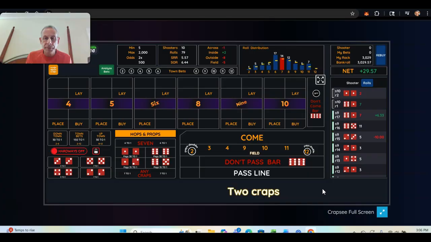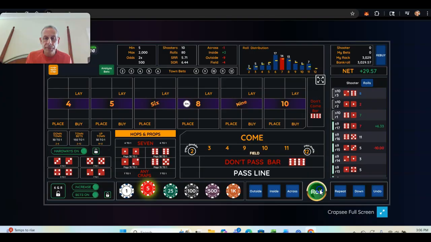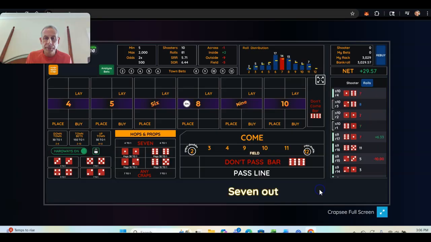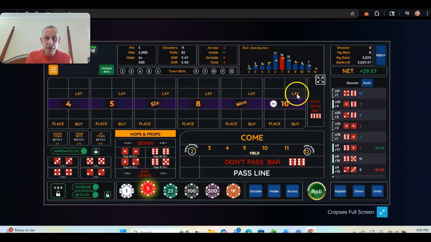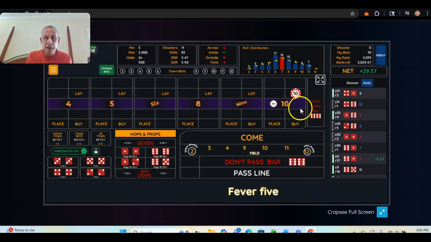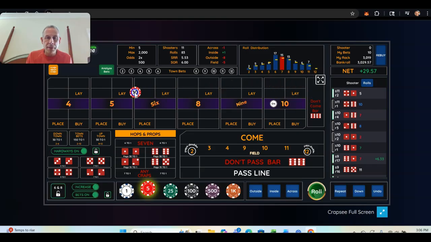2 craps. 8 easy. 7 out. 10 easy. Okay. We got triggered on the 10. Fever 5. We're doing the bounce to the 5 right away.